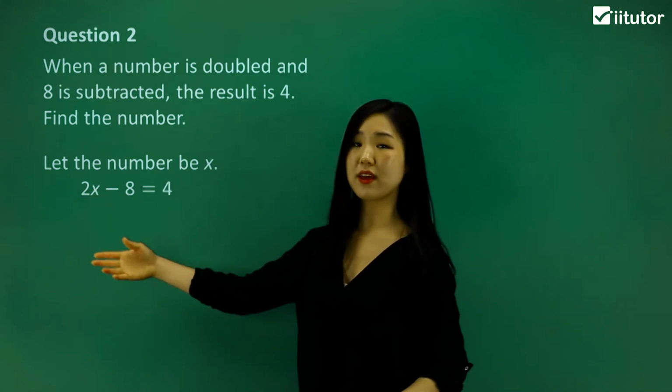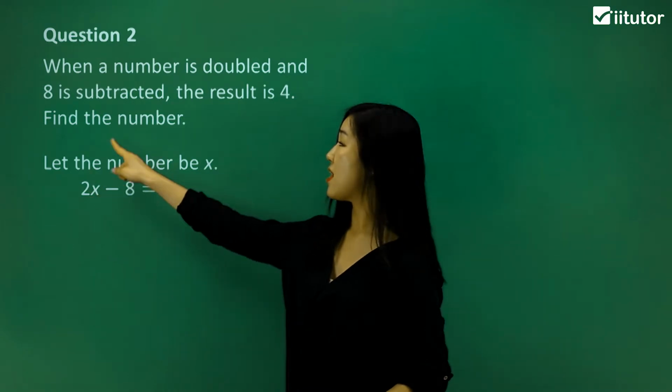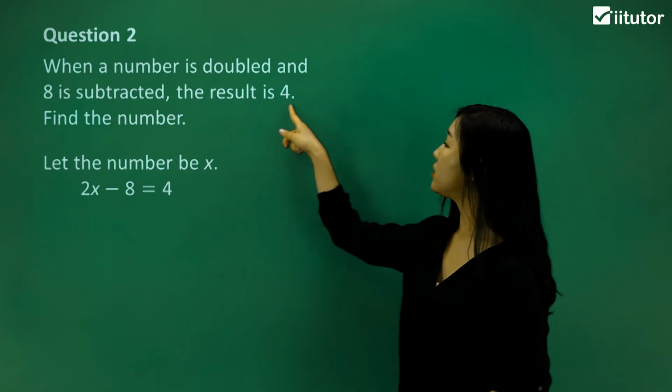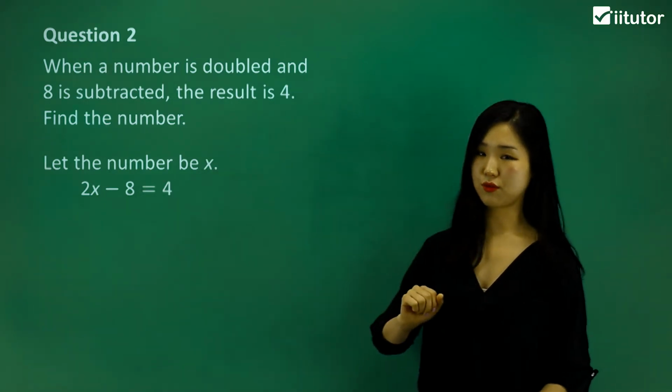2 means we're doubling it, and that's what they want. So I double the number by multiplying x by 2, and then it says subtracting 8. So we're subtracting 8 from that number. The result is 4. So that result, I use equal, is equal to 4.